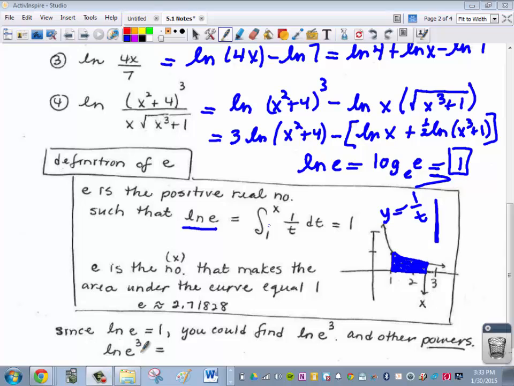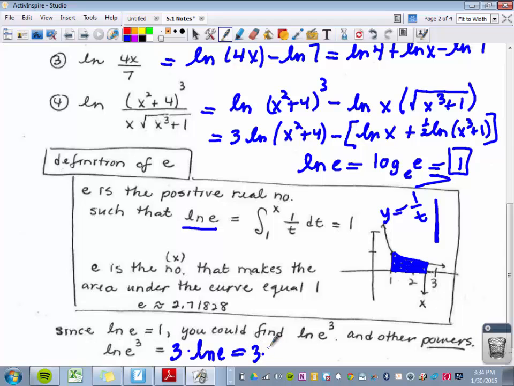If you're comfortable with the natural log of e equaling 1, you can use that to find the natural log of e to other powers. For example, the natural log of e to the third would be the same as 3 times the natural log of e, and since we just got through saying the natural log of e is 1, there's a handy little hint for simplification in the future. We are getting closer and closer to the calc.